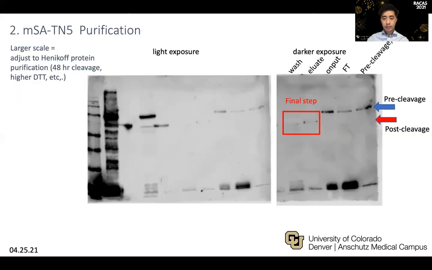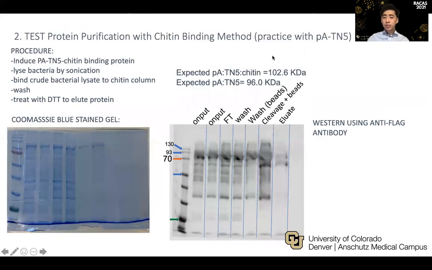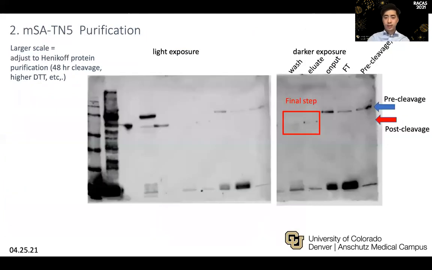Let me go back to the other slide. Initially, you're expecting 102.6 kilodaltons for PATN5, and then when you cleave off the chitin binding domain, you come up with a little less protein. So you end up with about 96 now. PA and MSA are off by about 100 base pairs, so you're expecting something very similar to that.